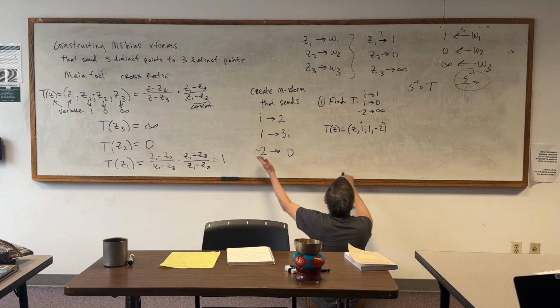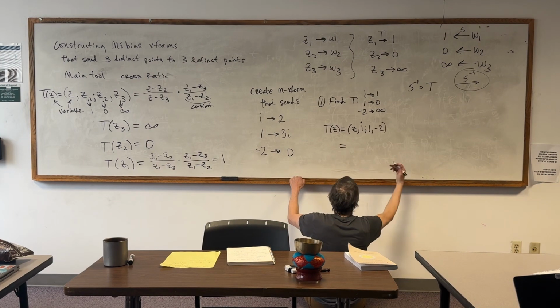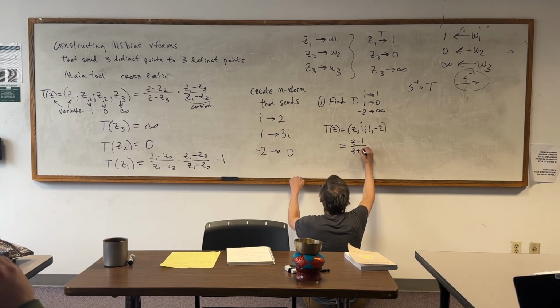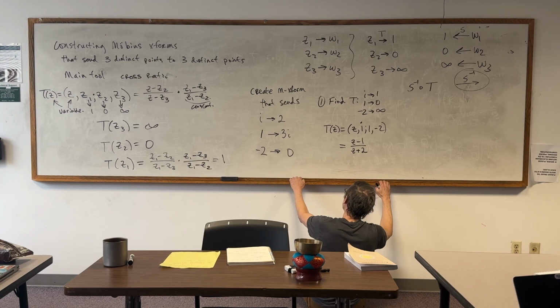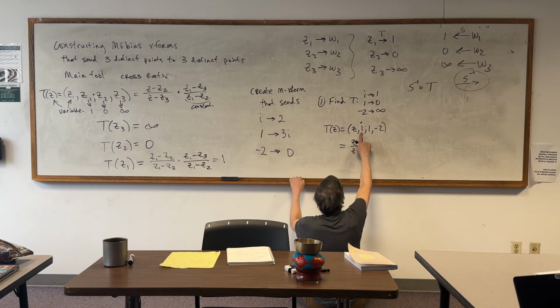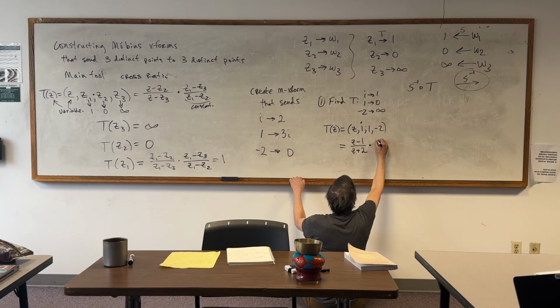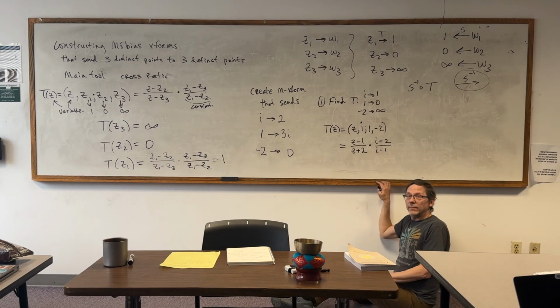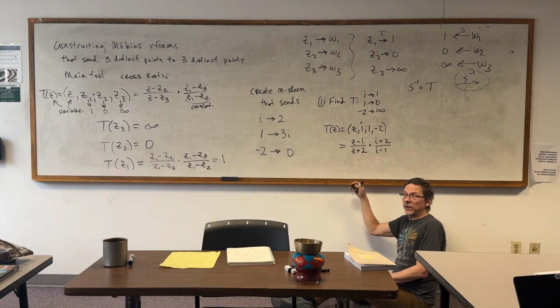And then I go to the formula, which you'll remember after doing this a few times. It's going to be z minus 1 over z minus -2, so plus 2, times i minus -2, so i plus 2, over i minus 1. Cool. That's done. So that guy's done.